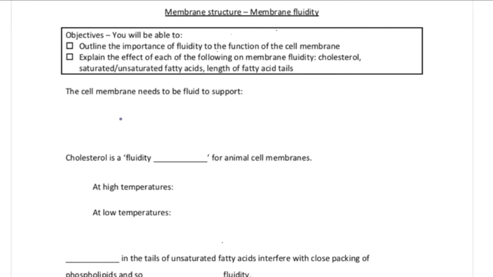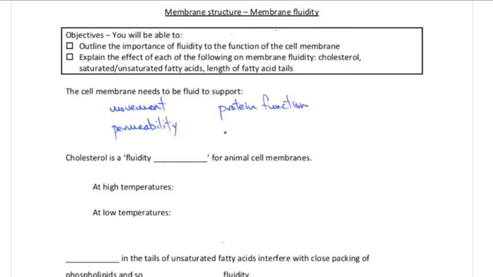First, the cell membrane needs to be fluid to support movement of the cell membrane, as well as movement of the cell overall. Permeability, so the ability to be selectively permeable, let some things in and some things out, is going to depend on membrane fluidity, and a lot of that has to do with protein function. There are proteins embedded in the membrane that help to regulate what goes in and out.